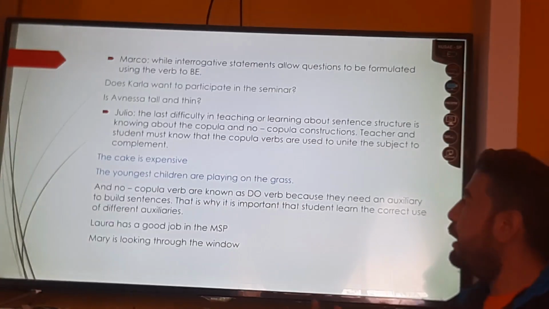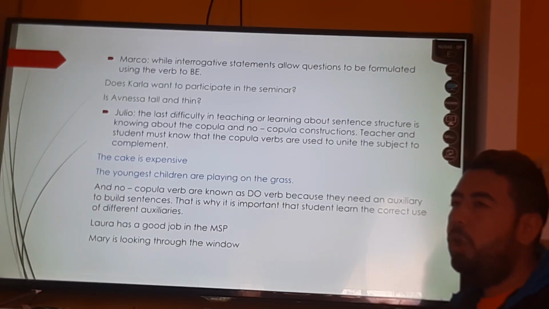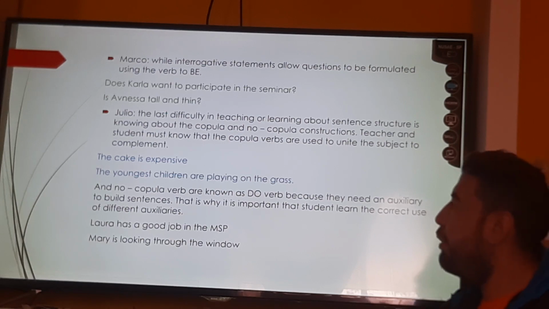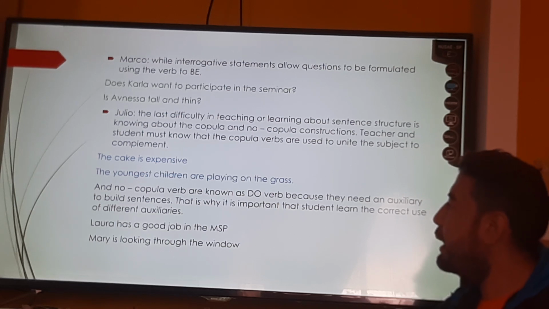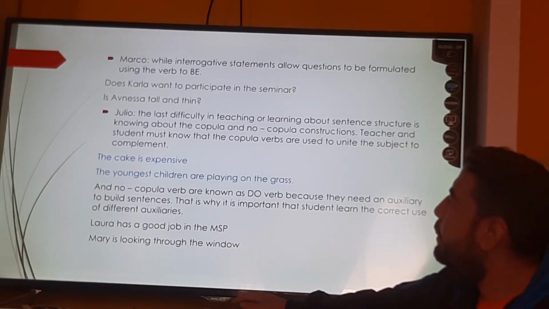And finally, the non-copula verbs are known as do verbs because they need an auxiliary to build sentences. That is why it is important that the student learns the correct use of different auxiliaries. For example, Laura has a good job in MSP. Mary is looking through the window.